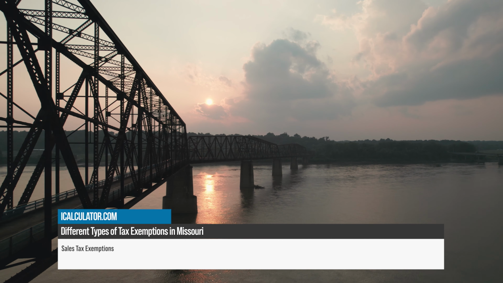Corporate income tax exemptions. Exemptions include credits for research and development, job creation, and other specific activities or investments. Motor fuel tax exemptions. Exemptions include fuel used for agricultural purposes, fuel used by government entities, and fuel used by certain mass transit systems. Cigarette and tobacco tax exemptions. Exemptions include sales to the US government and sales for export outside the state.